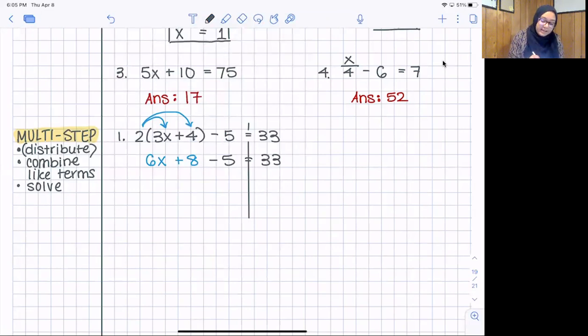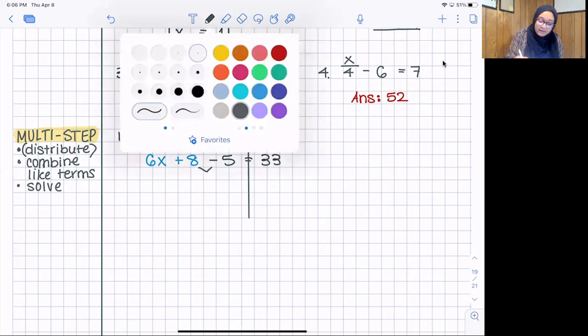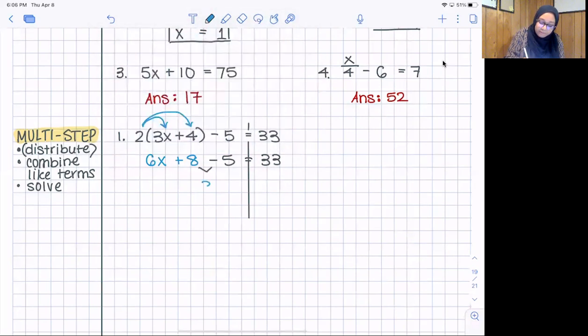The second step said combine like terms. Now I got to figure out what terms are similar. Well, when I look on the left side, 8 and -5 are like terms. They're both constants. Okay, so if I combine those, 8 minus 5 gives me 3. Okay, and I'm going to bring down the rest of my equation. 6x plus 3 equals 33. Now I have a regular two-step equation, and we just figured out how to solve those.